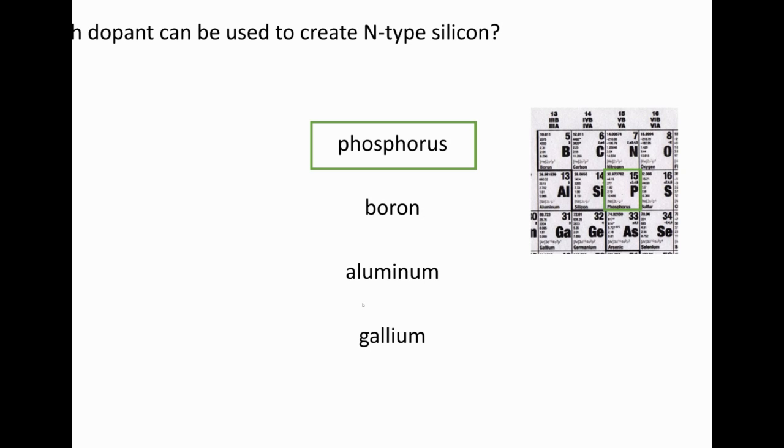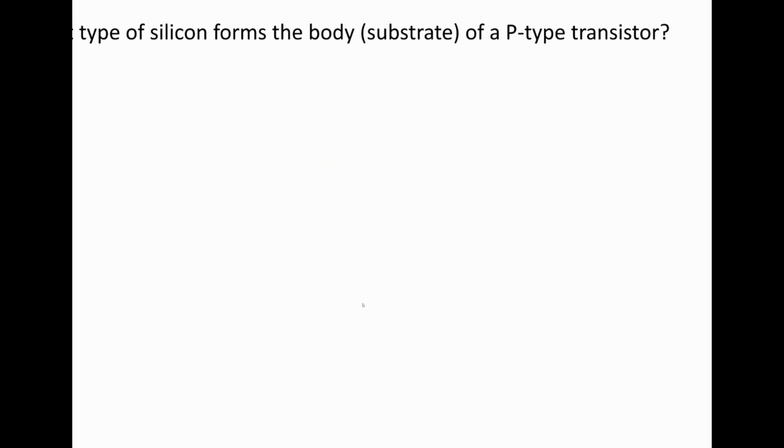If you dope with boron or gallium, for instance, those have 3 valence electrons, so there's a hole there. There's a lack of an electron, and so that would give you the p-type, positive type silicon. Again, p-type is doping with a group 3 element. N-type is doping with a group 5 element. P stands for positive because the majority charge carriers are holes. N stands for negative because the majority charge carriers are electrons. Either one can be used to carry current.